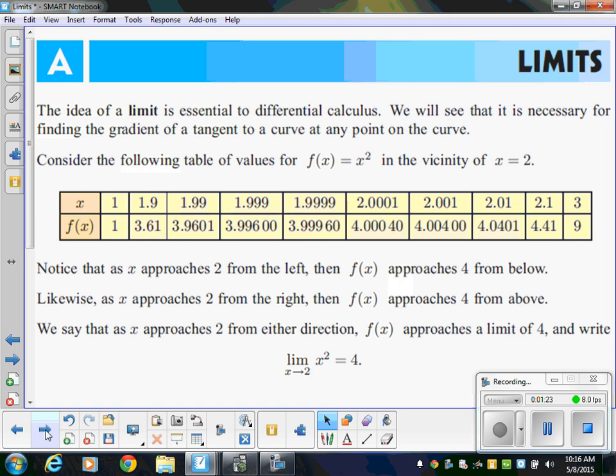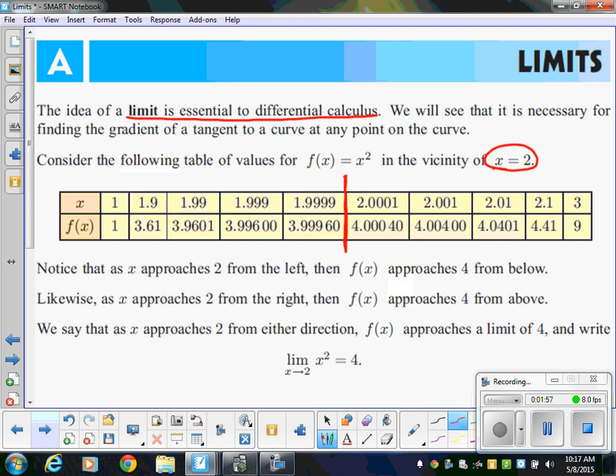Limits are the basis of derivatives. And we've done some previous work with the power rule of derivatives to find certain things with polynomials, but the limit is essential to calculus, especially differential calculus. We first introduced the idea of derivatives using limits. So consider the following table. I have a table here of x values as x is getting closer and closer to 2. 2 would be theoretically right there.